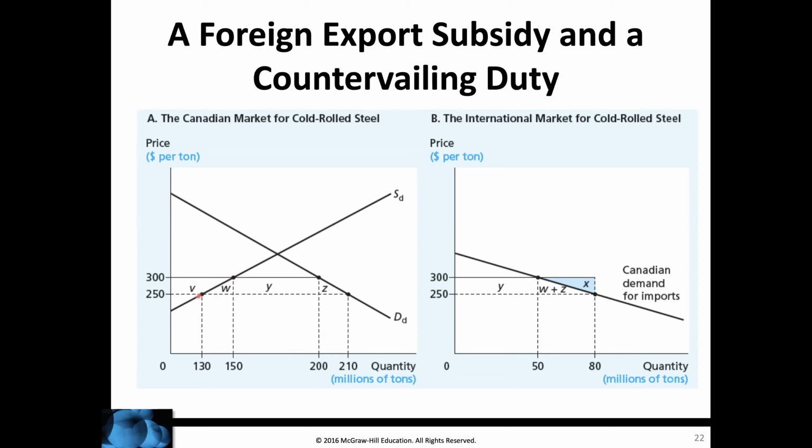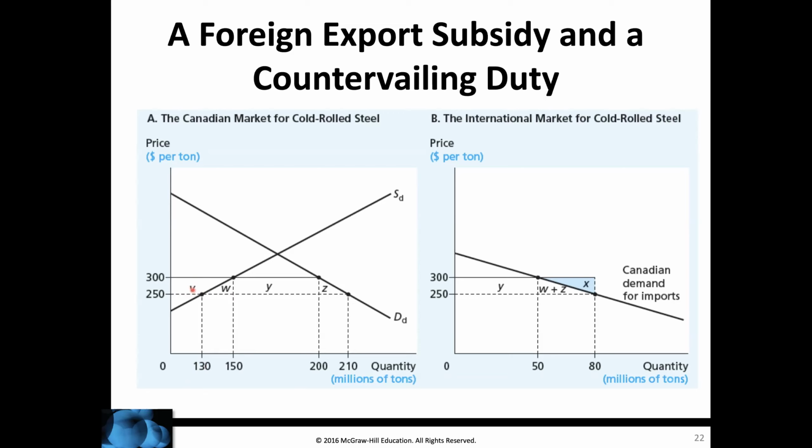You can see at the lower price, the demand is at 210. The supply decreases as well to 130. So the amount imported increases to 80 million tons. Canadian production, as I mentioned, declines to 130, and Canadian producers' surplus declines by area V. So the producer surplus gets slashed by area V.